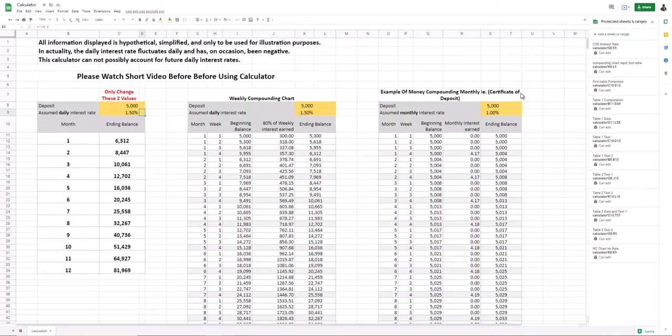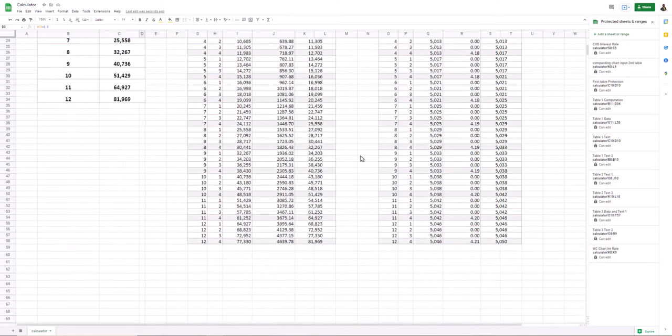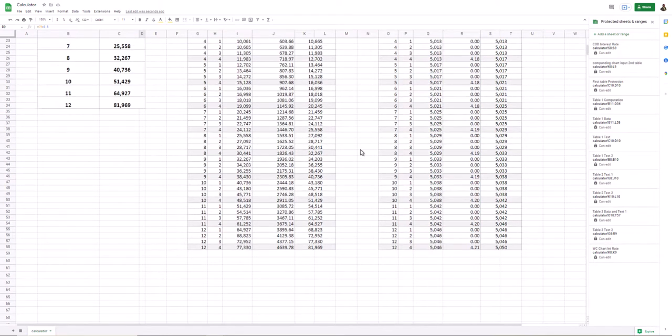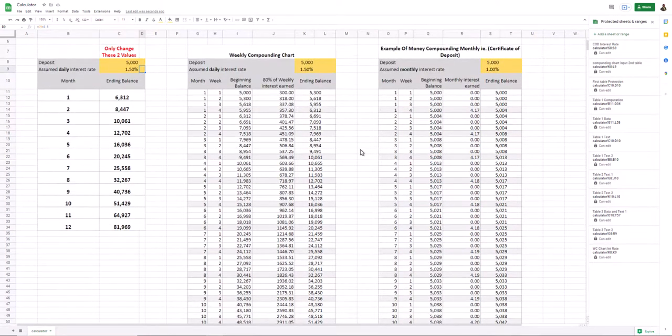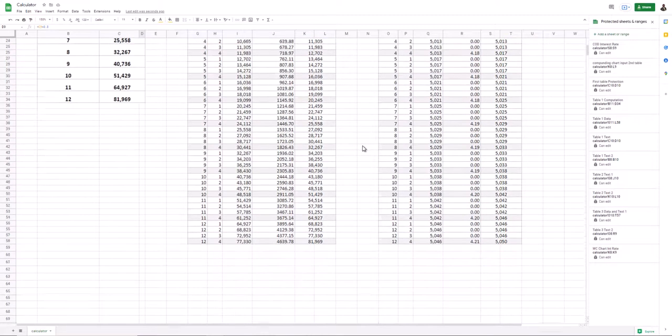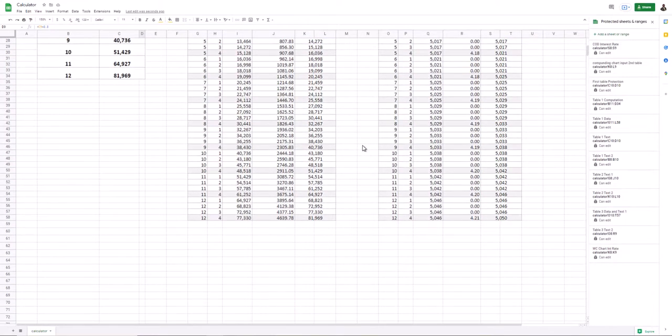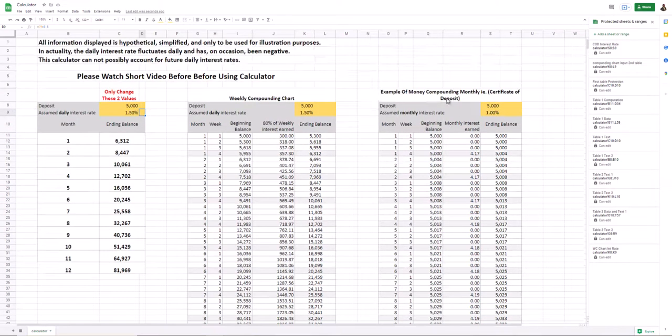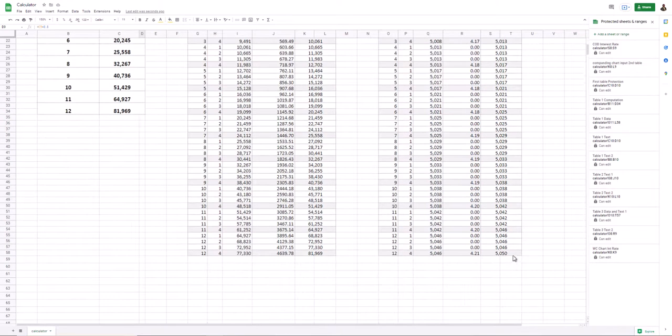And over here, the same amount at 1%. If you look at the difference here, $5,000 compounding at 1.5%, and then compounding those earnings on a weekly basis gets you $81,969, compared to $5,000, which would be the balance on the $5,000 that you put in. So really, you only made $50 the entire year.